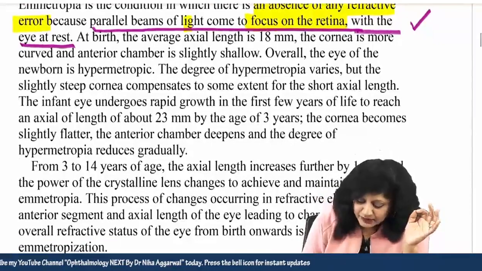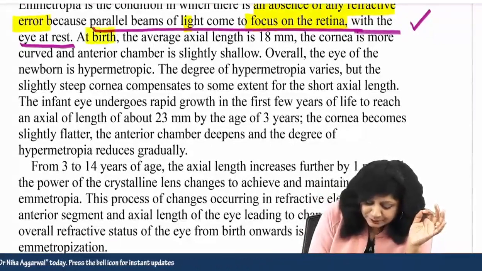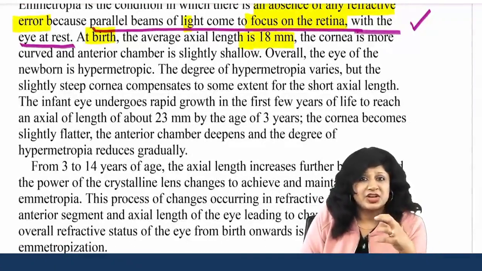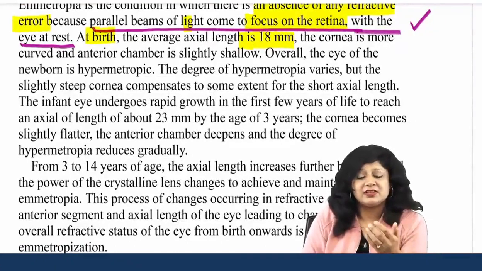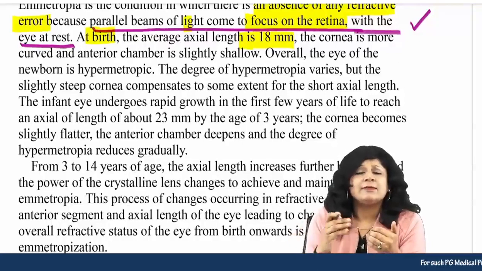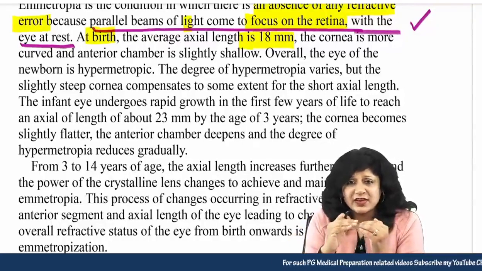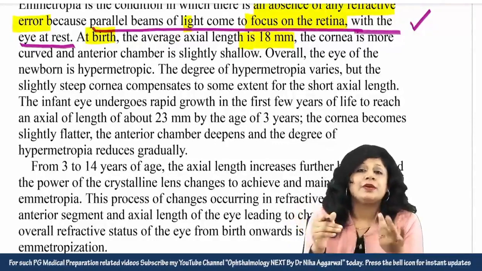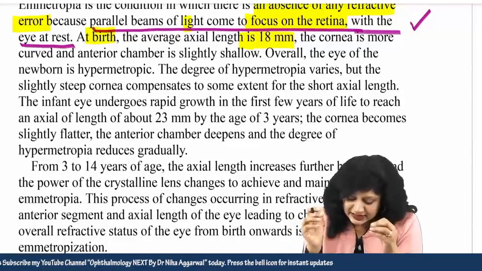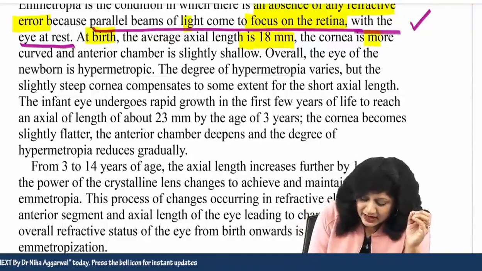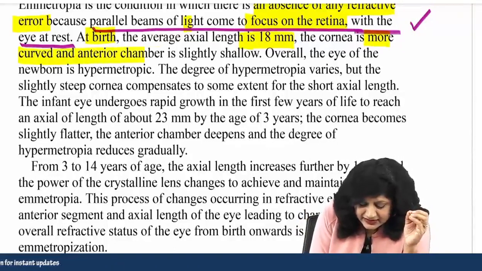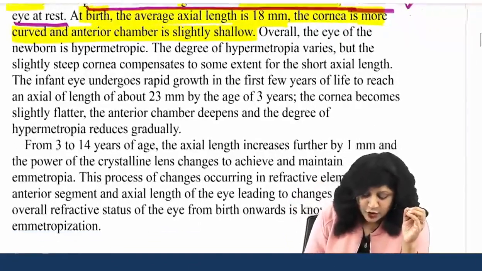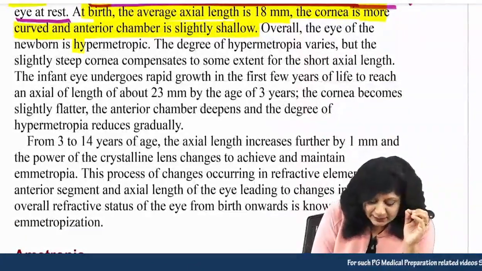At birth, we know that the average axial length is 18 mm. So there are certain changes in the eye at birth that we read. Now don't get panicky by these values, because these values slightly vary in every book, so there is always a range there. At birth they are saying that the axial length is 18 mm, the cornea is more curved, and the anterior chamber is slightly shallow. This is an important information. Overall, you know that the eye is hypermetropic at the time of birth.